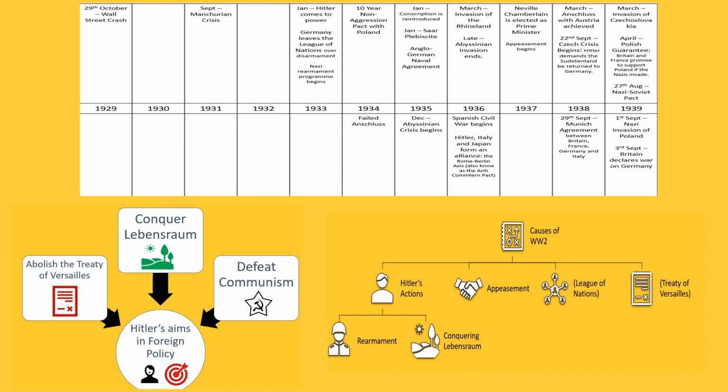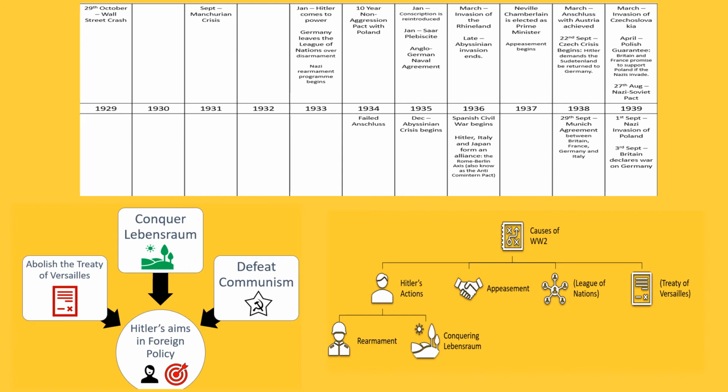So for instance, if we're going with the left-hand diagram, where can you see moments of Hitler abolishing the Treaty of Versailles? When can you see him conquering Lebensraum, taking over territory? Where can you see this idea of defeating communism coming through? It may well be in the early stages, you can't quite see where they are because, again, a lot of them are there just as a phrase.